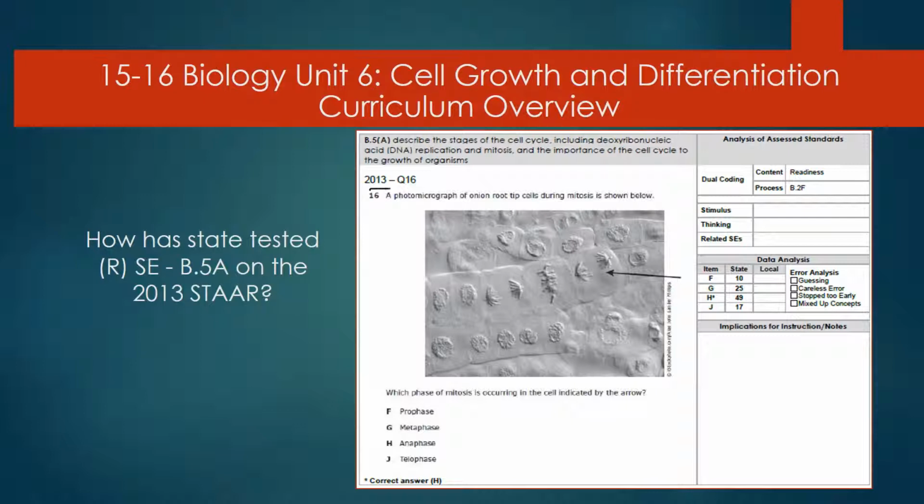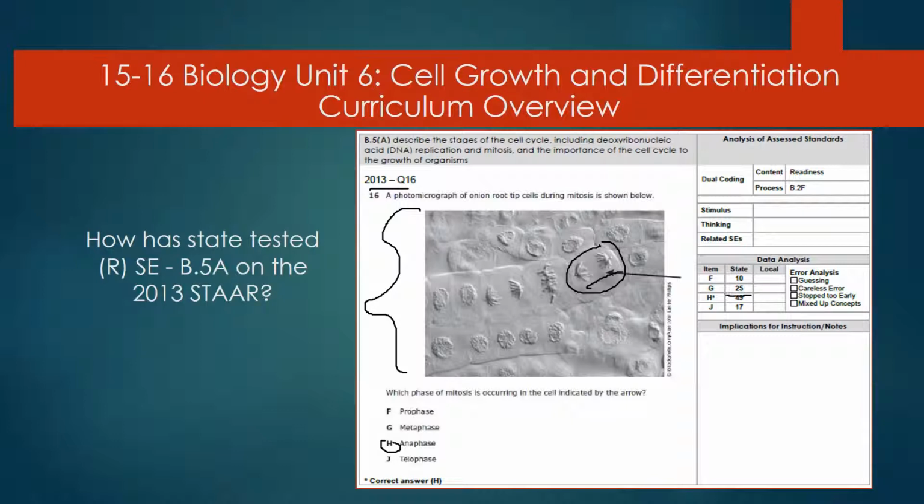Now, on this 2013 question, we are looking at a diagram or a picture that shows the cell cycle in a different way. So there are multiple ways of viewing the stages of the cell cycle, and the students will have to interpret which phase of the cell cycle is shown here in the image. And of course, this one is anaphase, and it would be H.